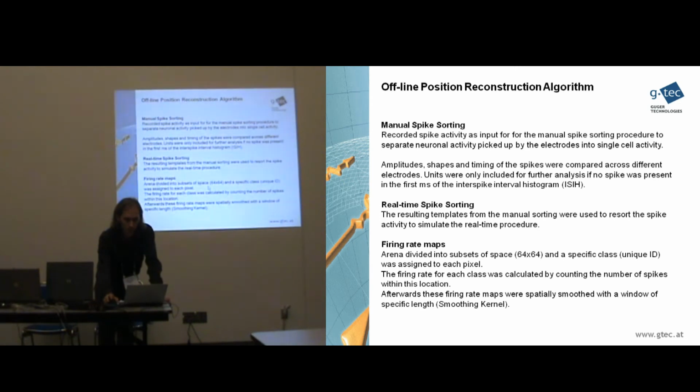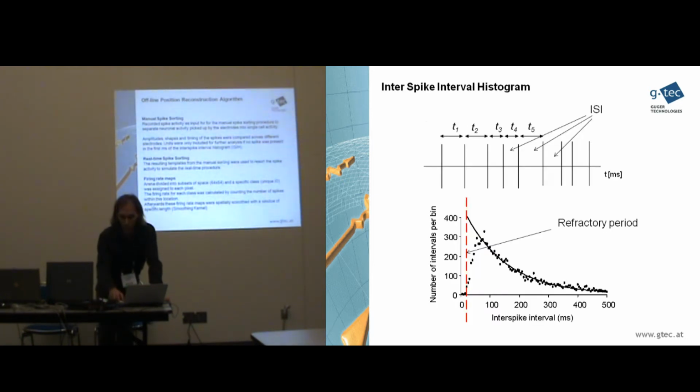Therefore the arena is divided in certain bins, 64 by 64 bins, and each bin gets a certain ID, and then we calculate the firing rate by just summing up all the different spikes, and this allows us to have the firing fields.